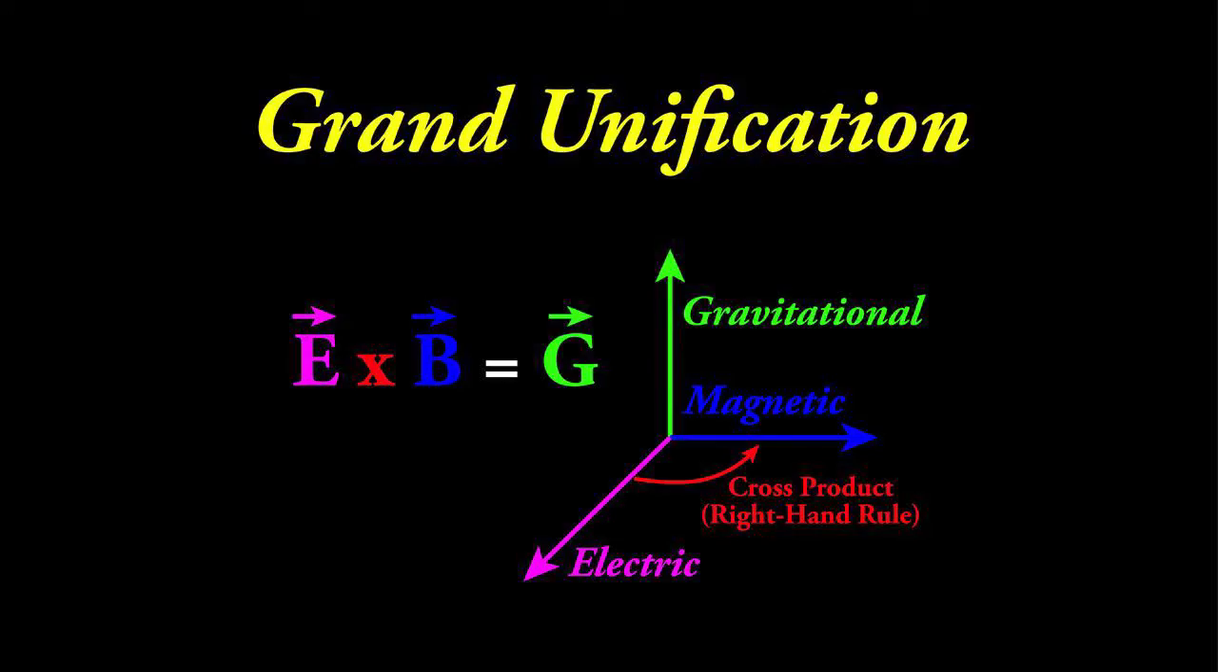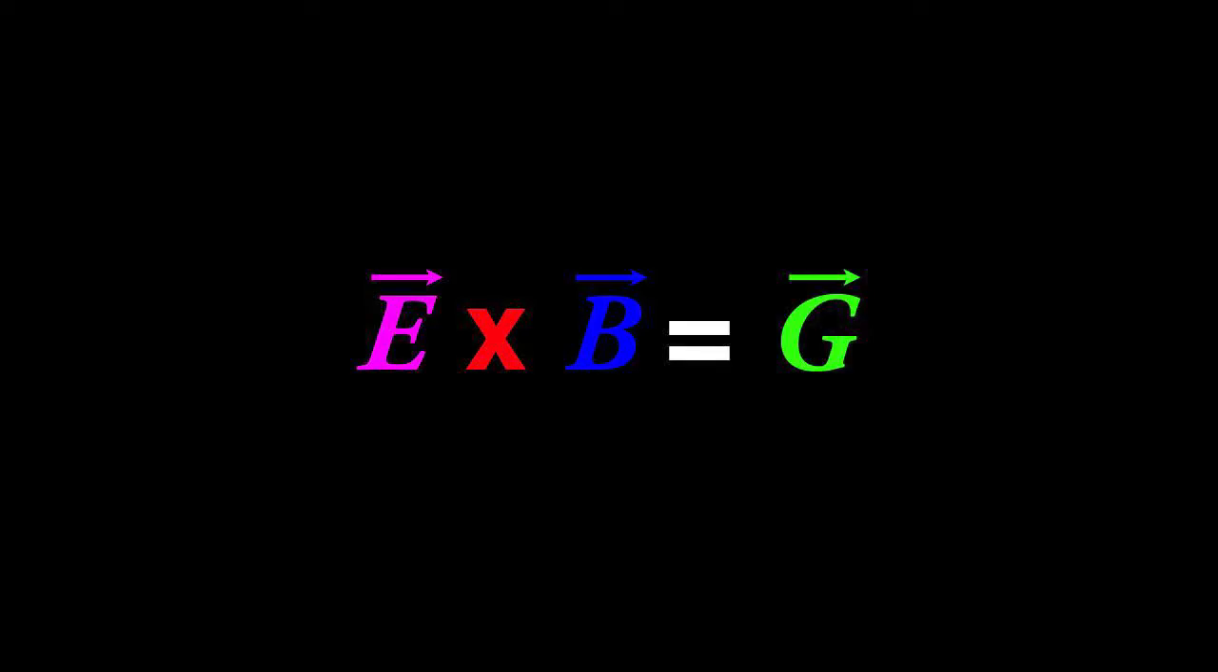This equation could be, mathematically, reformulated in many ways. The underlying physics wouldn't change, just the mathematics that describes it. In this version of the equation, the electric field vector is represented with the color magenta, the magnetic field vector is represented with blue, and the gravitational field vector is represented with green. The colors I have chosen are not special in any way. Any combination of colors could be used.